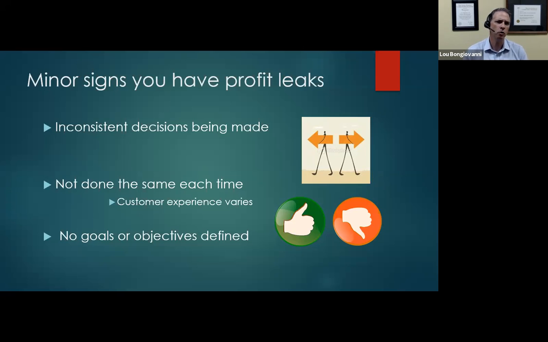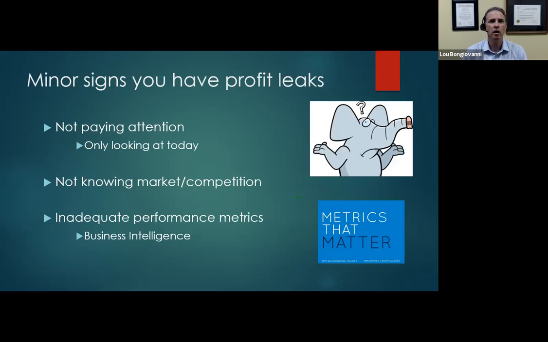If there's no set goals, really the two cooks in my example have no way of measuring whether or not they are consistent with the financial goals of the company. The customer might be happy, but the ownership will have potential leaks there, as it relates to that dish. All right, other minor profit leak signs: not paying attention, only looking at today.